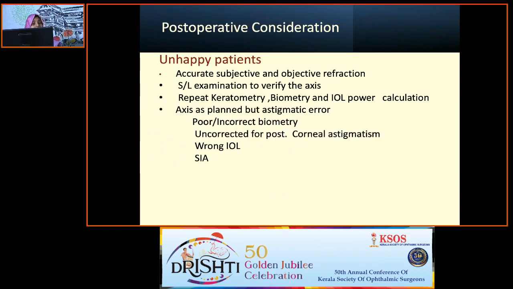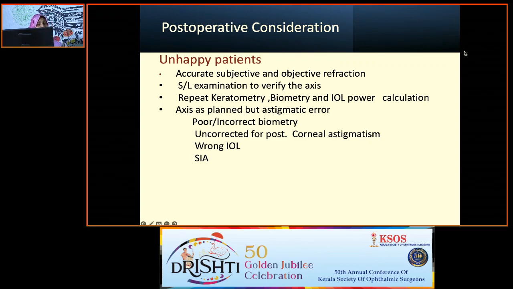Then coming to the unhappy patients, we have to check the vision, best corrected visual acuity, and also accurate subjective and objective refraction. Then slit lamp examination to verify the axis, whether it is in the targeted position or not. And repeat keratometry, biometry, and IOL power calculation.